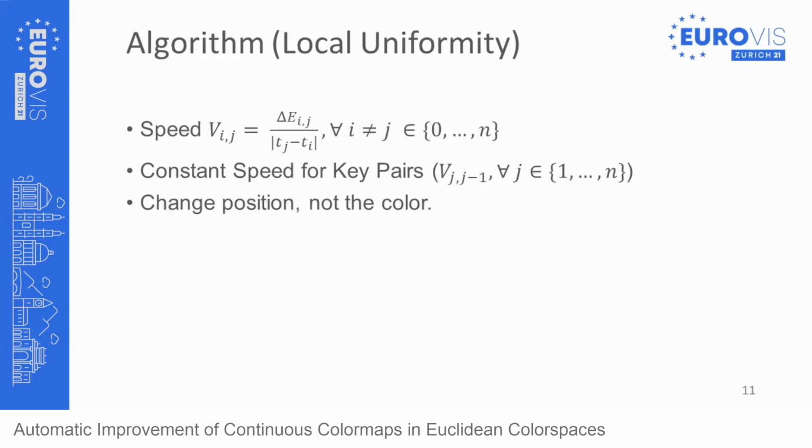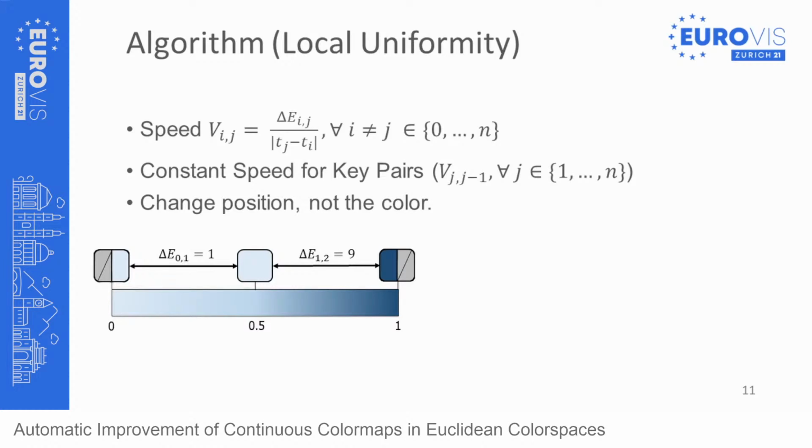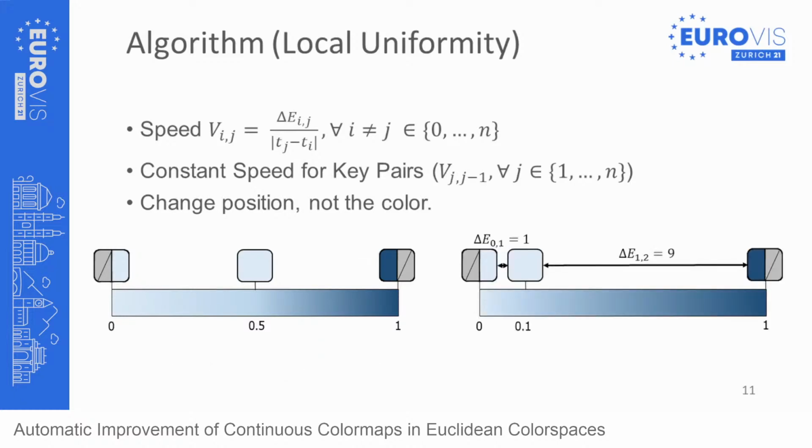We choose to develop an algorithm that moves the keys to a position in regards to the color difference. Here is a little example. We have here two local key pairs. One has a speed of 2 and the other has a speed of 4.5. We don't want to change the colors, so the color difference values delta E are fixed, and we can determine a right position so that both key pairs have the same speed of 10.